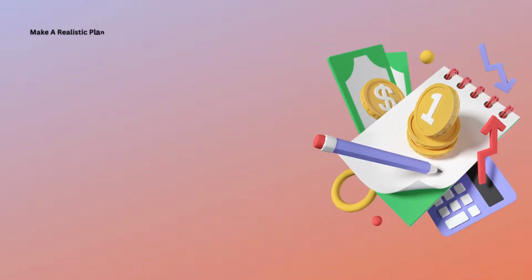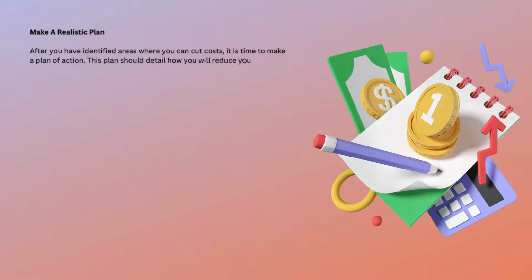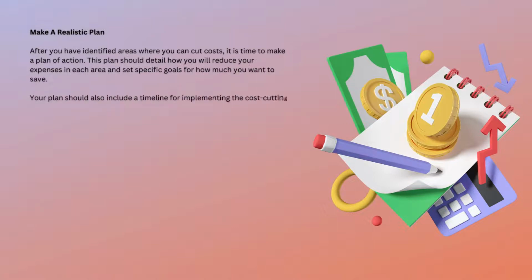Make a plan to reduce expenses. Make a realistic plan. After you have identified areas where you can cut costs, it is time to make a plan of action. This plan should detail how you will reduce your expenses in each area and set specific goals for how much you want to save. Your plan should also include a timeline for implementing the cost-cutting measures. Be realistic with your timelines, so you do not get discouraged and give up on your plan.